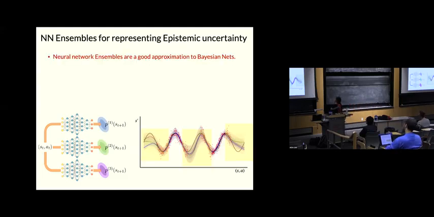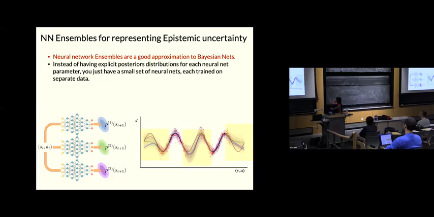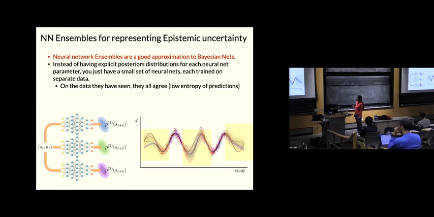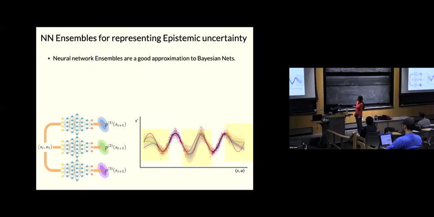So it's a good approximation to Bayesian networks that people use. Instead of having explicit posterior distributions for every weight in your neural network, you just have a set of ensembles. So you have a small number of different predictions, and you look at their entropy: low entropy when they agree close to the data, and high entropy otherwise.